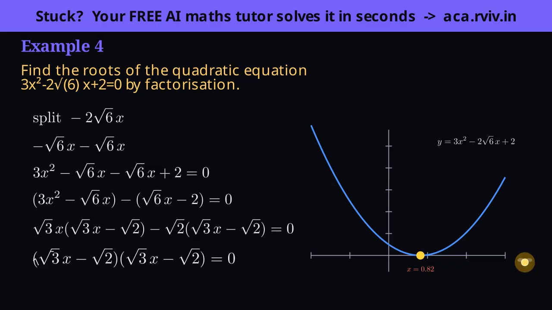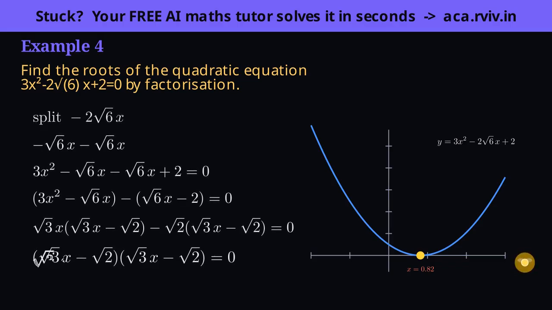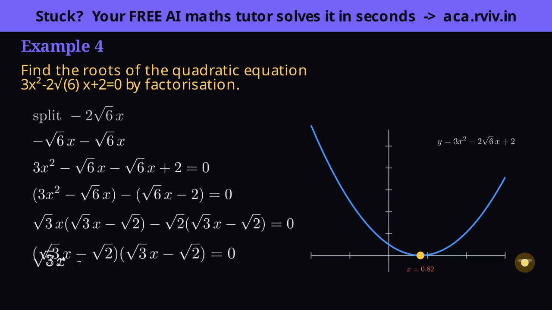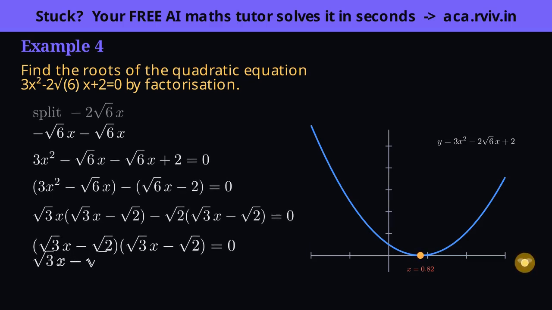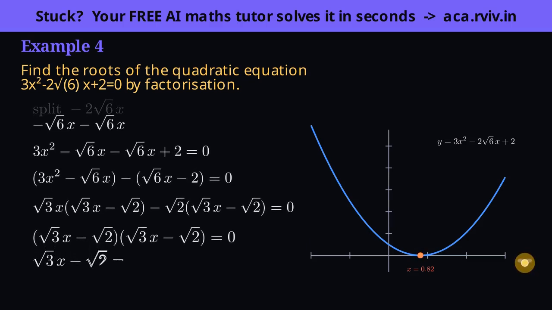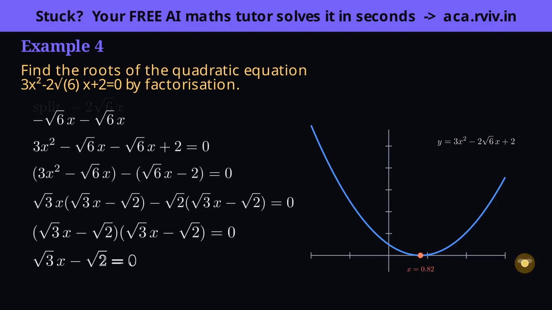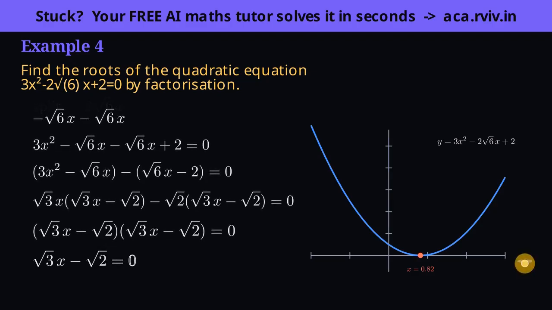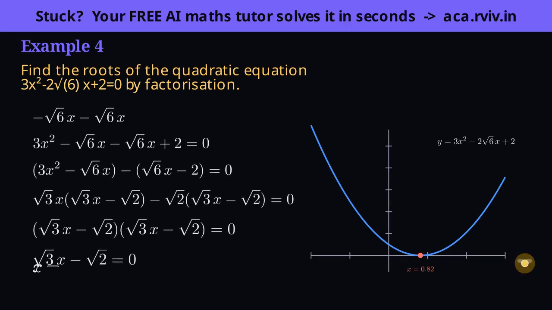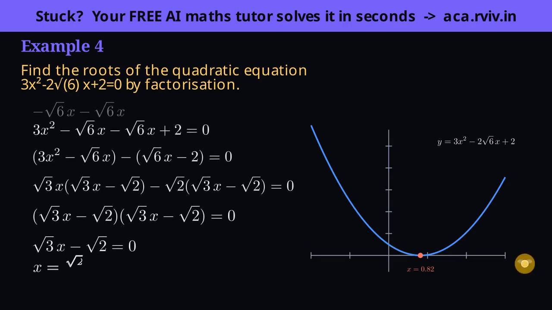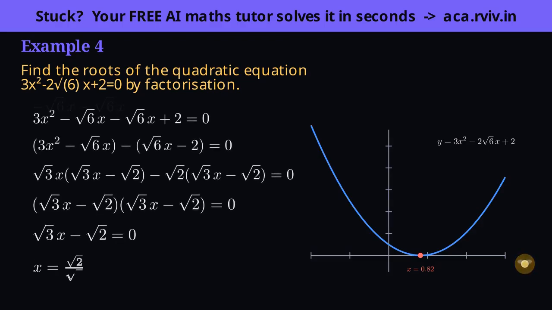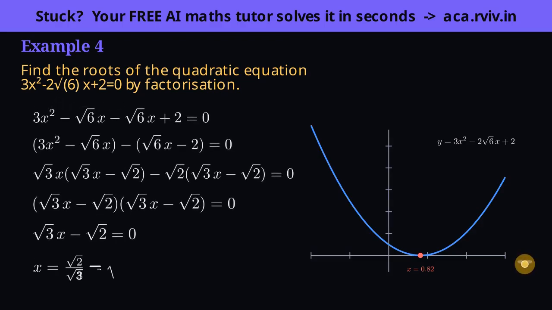Because both factors are identical, setting them to 0 gives the very same equation twice. That's what a repeated root means. So we just solve root 3x minus root 2 equals 0, once. Move root 2 across and divide by root 3, giving x equals root 2 over root 3, which we can write neatly as the root of 2/3. Both roots are this single value.